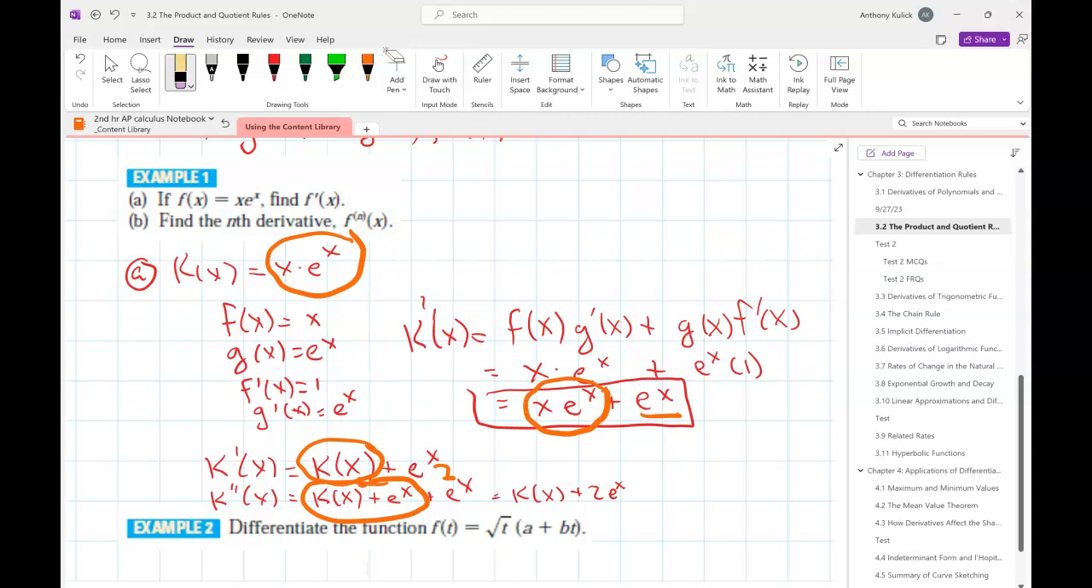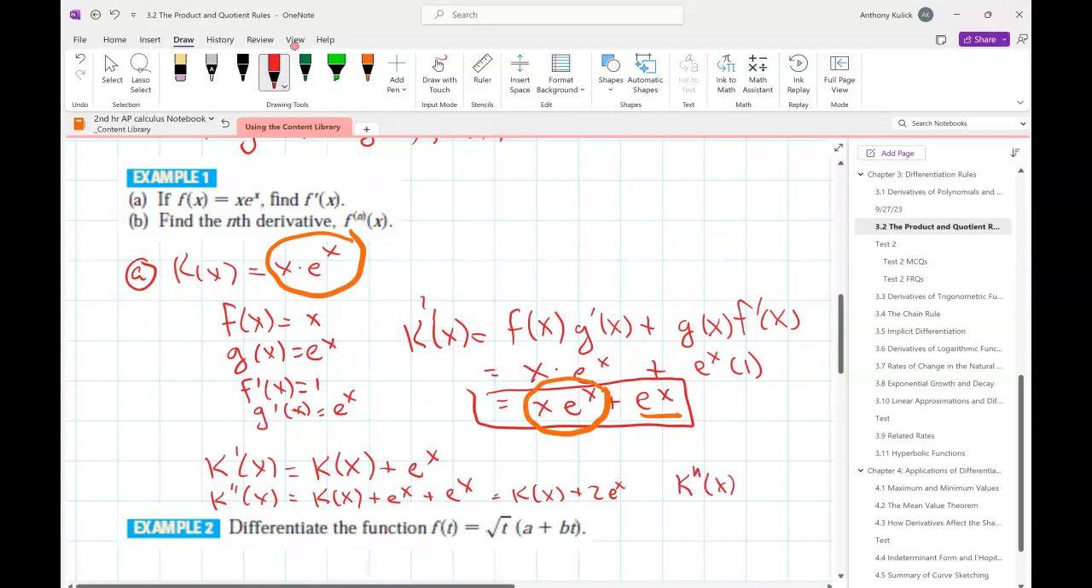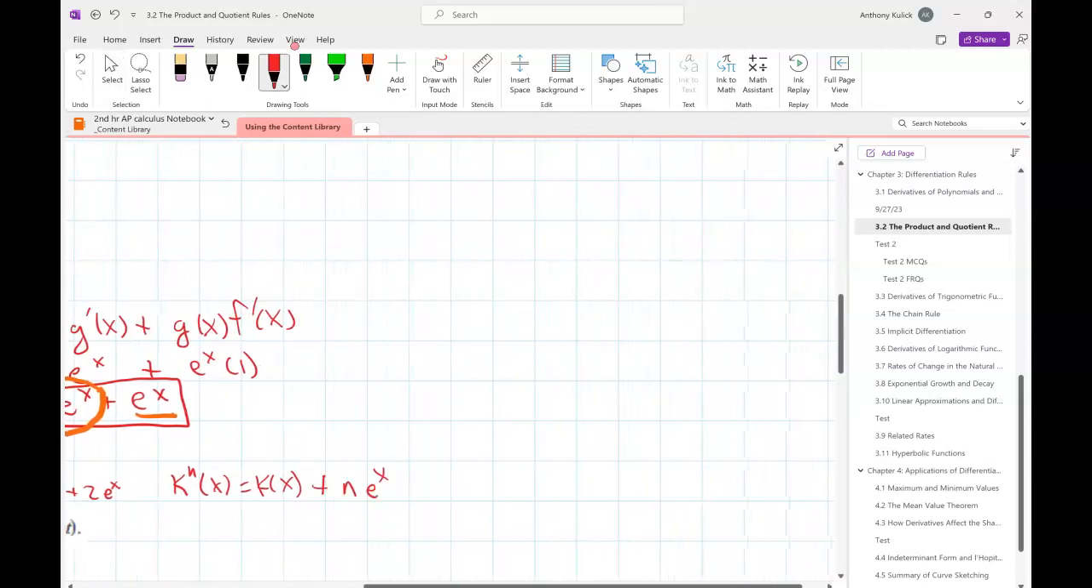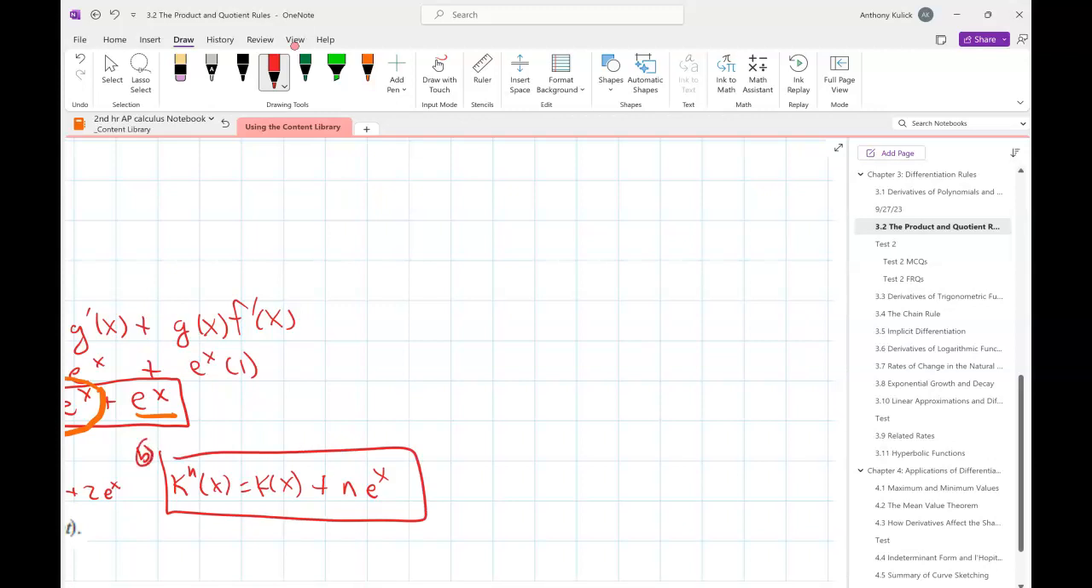Who sees the pattern? What's the nth derivative going to be? Yeah, that's right. That's the pattern you should see: each time the k of x stays there, but you pick up an extra e to the x every time you take the derivative. That's the pattern they were hoping you would see.